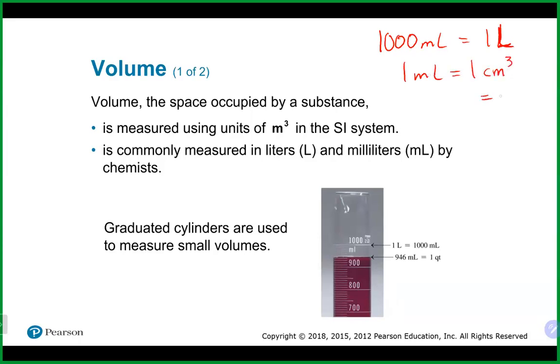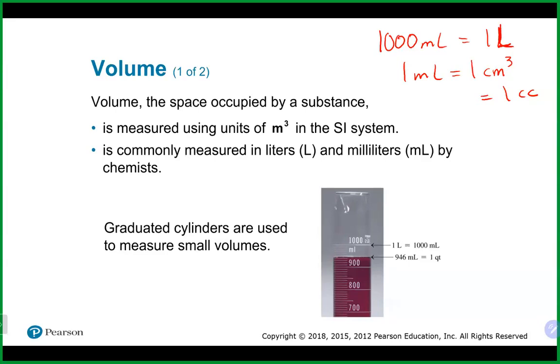And as some of you may know, that is also the same as 1 cc, which is sometimes used in medicine, right? Give the guy 5 cc's before he dies, right? It's like 5 milliliters basically is what you're given. So cc is sometimes used for a cubic centimeter. Cm cubed is a cubic centimeter.